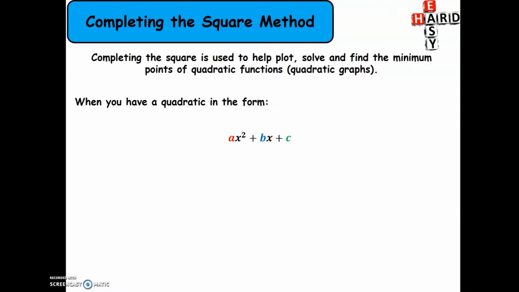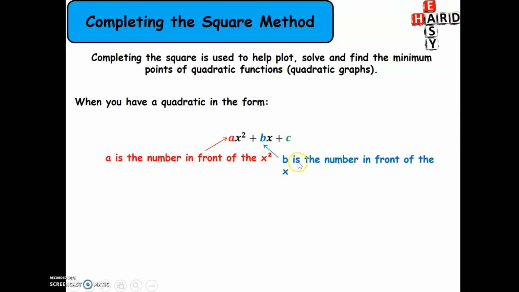Completing the square is used to plot, solve and find the minimum points of quadratic functions or quadratic graphs. When you have a quadratic in the form ax squared plus bx plus c, we are going to identify the coefficients. So a is the number in front of x squared, b is the number in front of x, and c is a constant.